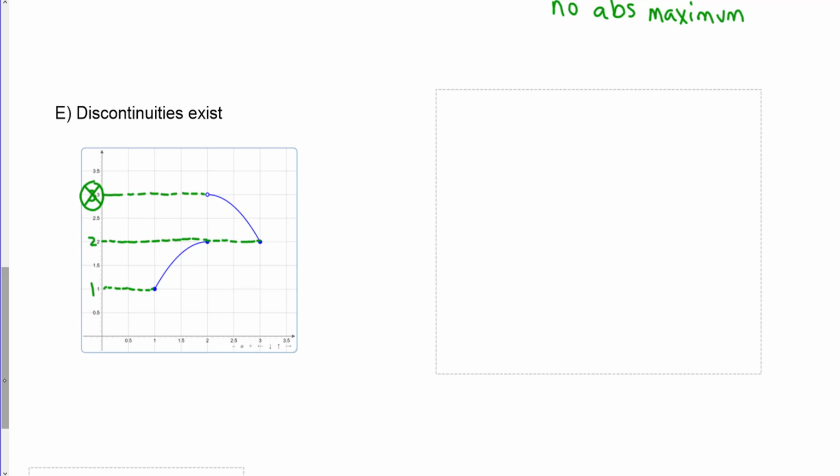So here I do have an absolute minimum, and that's at that point, but there is no absolute maximum.